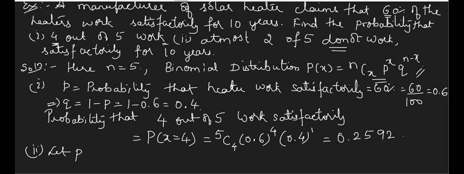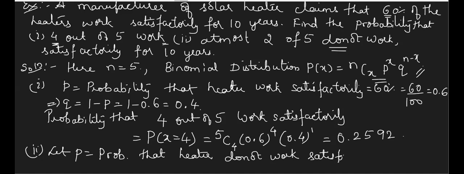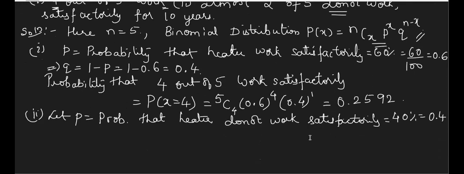So what should I take P as in this case? Probability that heater do not work satisfactorily. Now you can see 60% are working satisfactorily. Obviously, the remaining percentage, isn't it? 40%. How to write 40%? 0.4. So if you don't give the preference for this, your answer is going to be wrong. Now what is Q? Q is 1 minus P. So here Q is working satisfactorily.